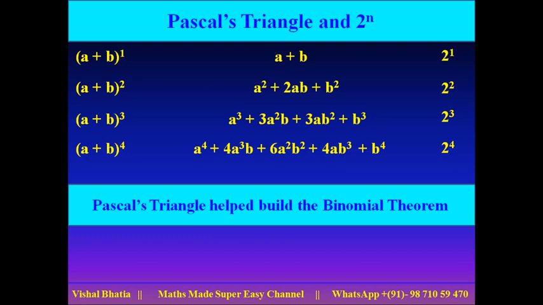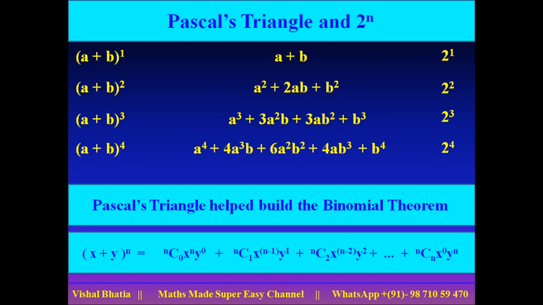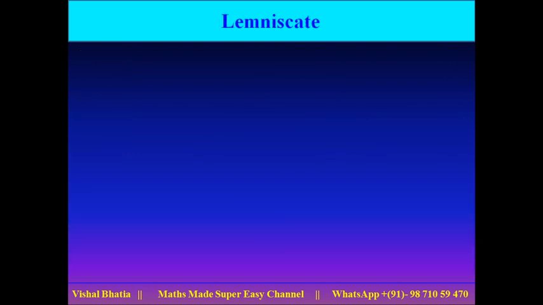And if you are in class 11 or beyond, you would have studied the binomial theorem, which goes like this: x plus y to the power of n is equal to nC0 x to the power of n y to the power of 0, plus nC1 x to the power of n minus 1 y to the power of 1, plus nC2 x to the power of n minus 2 y square, going up, followed by these ellipses, the three dots, nCn x to the power of 0 and y to the power of n.